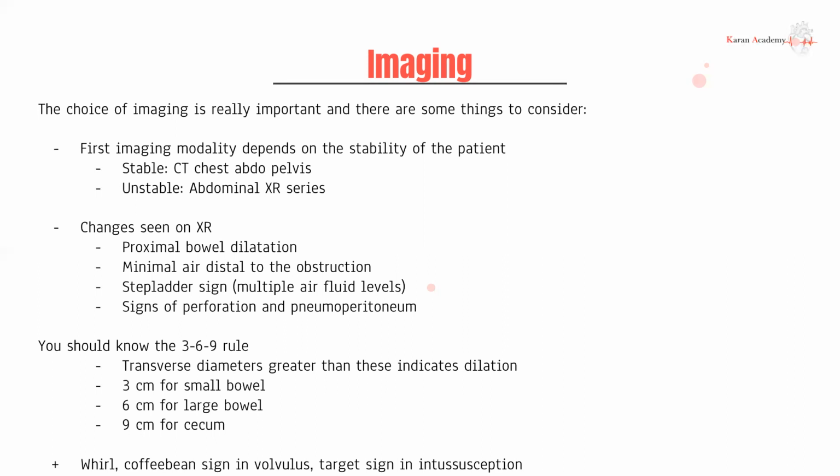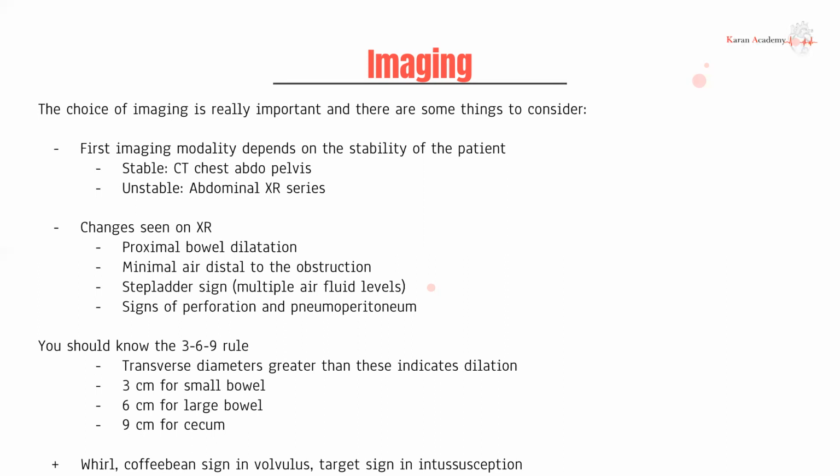And then you also want to look for signs of perforation and pneumoperitoneum. So your football sign, your air under the diaphragm are all indications that there might have been a rupture and you now have air in the peritoneal space. And that's a really, really bad sign.